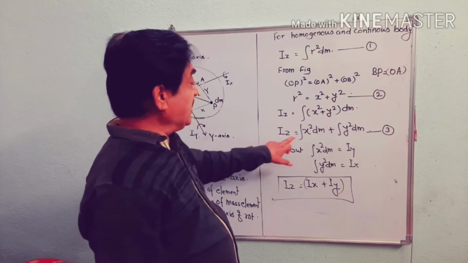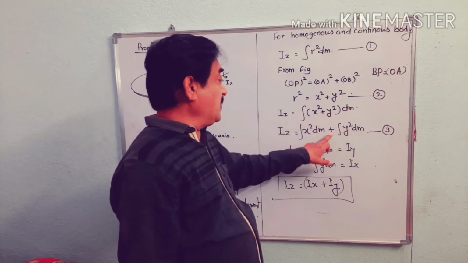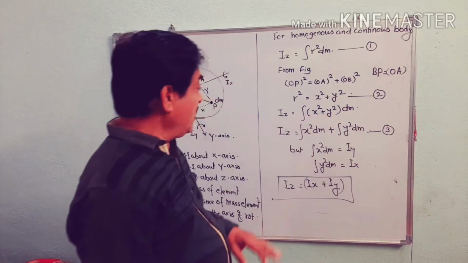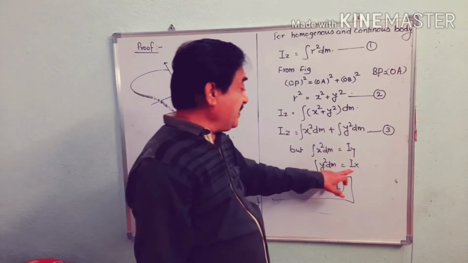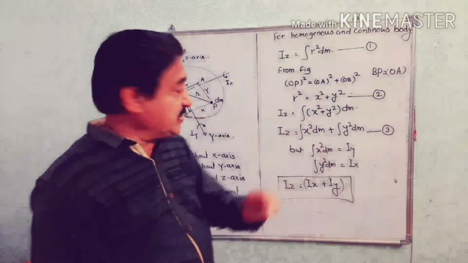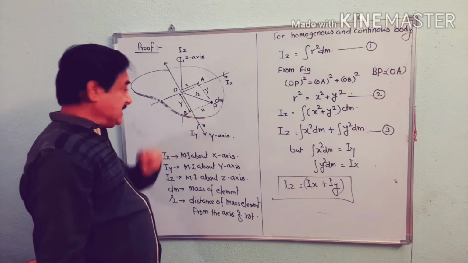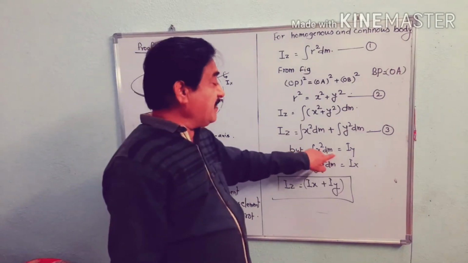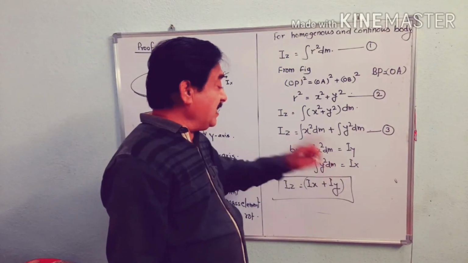So, Iz is equal to, split this integration, that is integration of x square dm plus integration of y square dm. But x square dm is equal to Iy and y square dm is equal to Ix. Because x is the distance of a particle P from y-axis. So, x square dm is equal to Iy. And integration of y square dm.